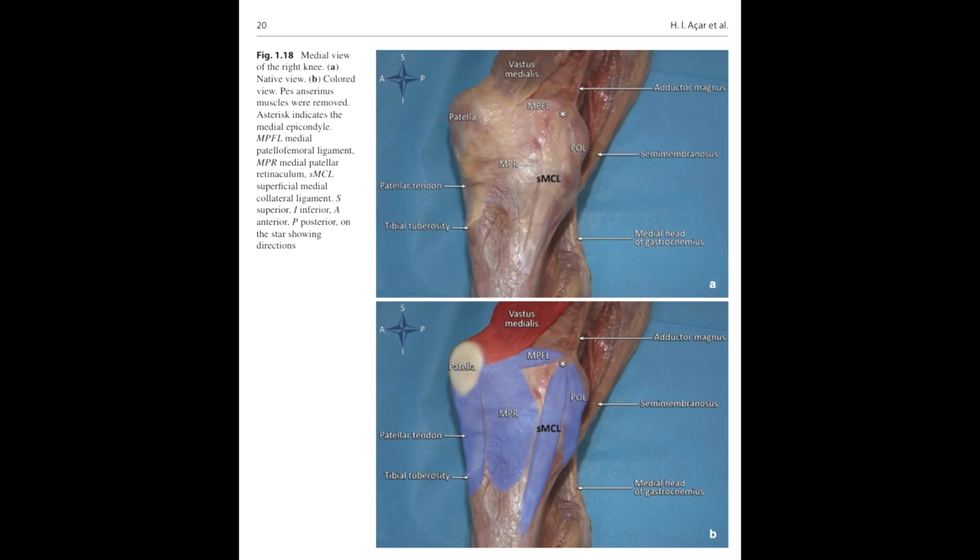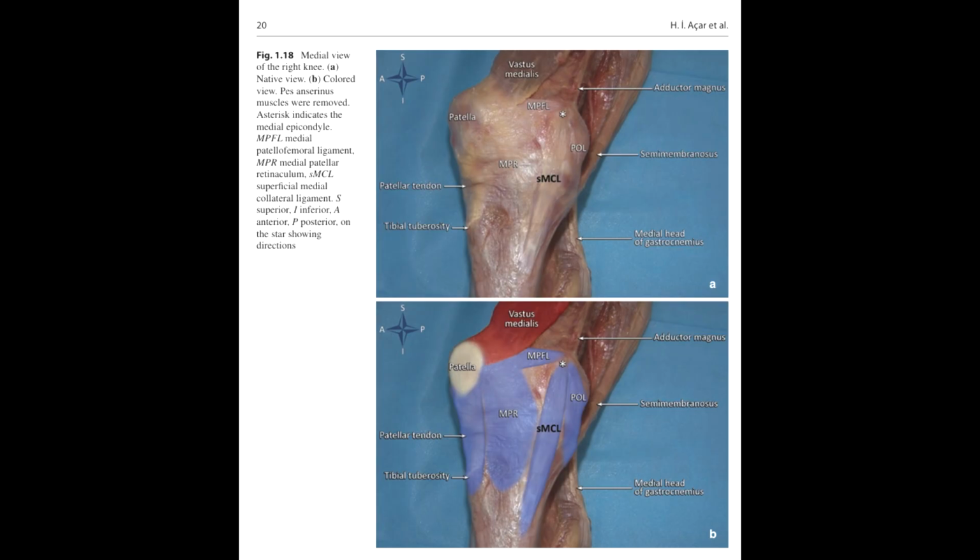Deep to it, though not yet visible here, lies the deep medial collateral ligament, dMCL, which forms the third anatomical layer. This deeper portion blends with the joint capsule and has intimate attachments to the medial meniscus. That is why injuries to the MCL are often associated with medial meniscal tears. When one is stretched, the other suffers.